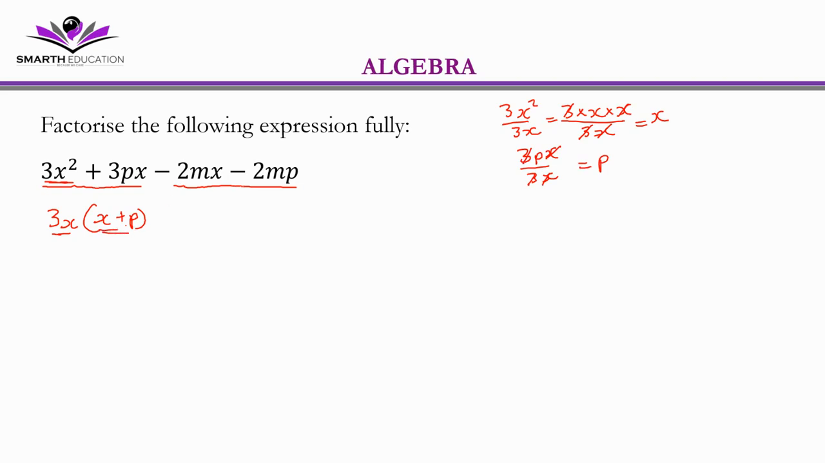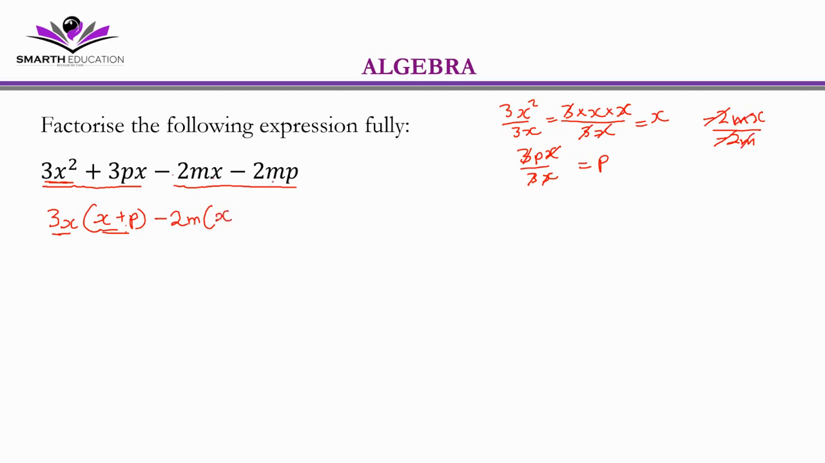And then the last two terms, we factor out negative 2. We want to create a common bracket. So factor out negative 2m. So negative 2mx divided by negative 2m, we remain with x. Negative 2 divided by negative 2 is 1. m divided by m is 1. So we remain with x.